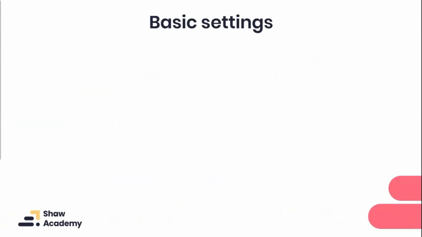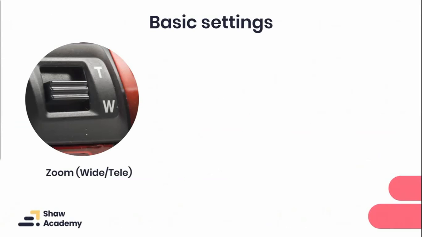Moving on from there, some other settings to be aware of are your zoom and your telephoto. So depending on the type of camera that you're using, or if you're using a phone, you might see these two letters T and W.